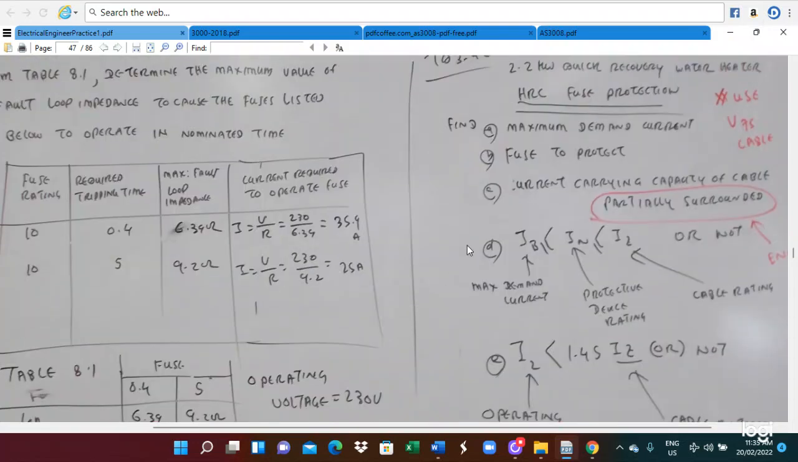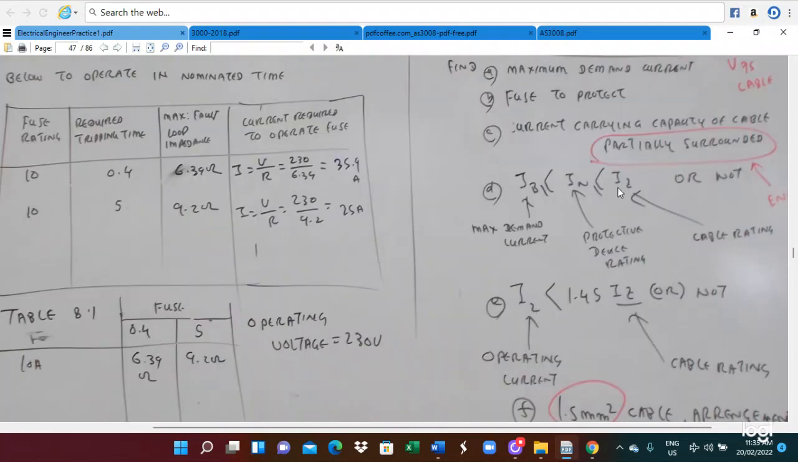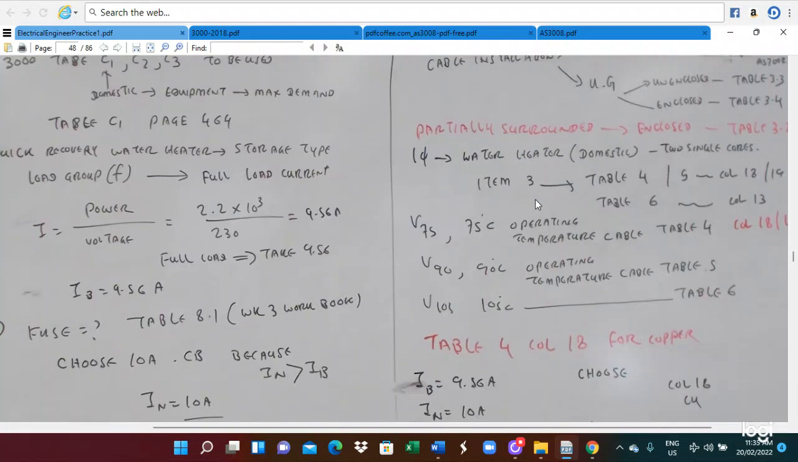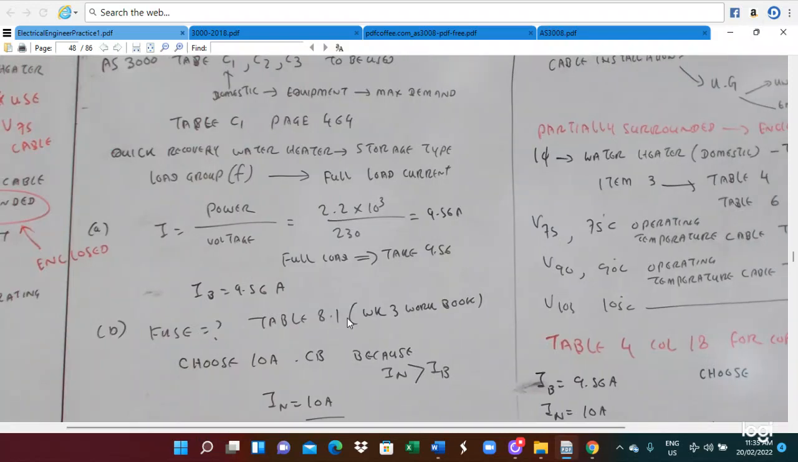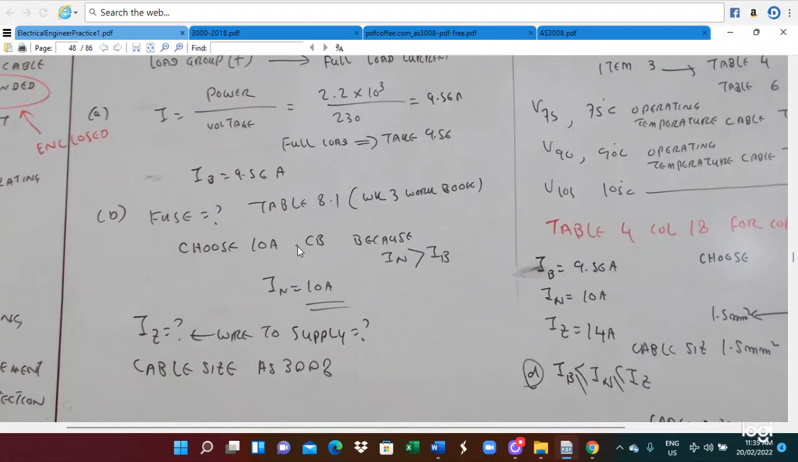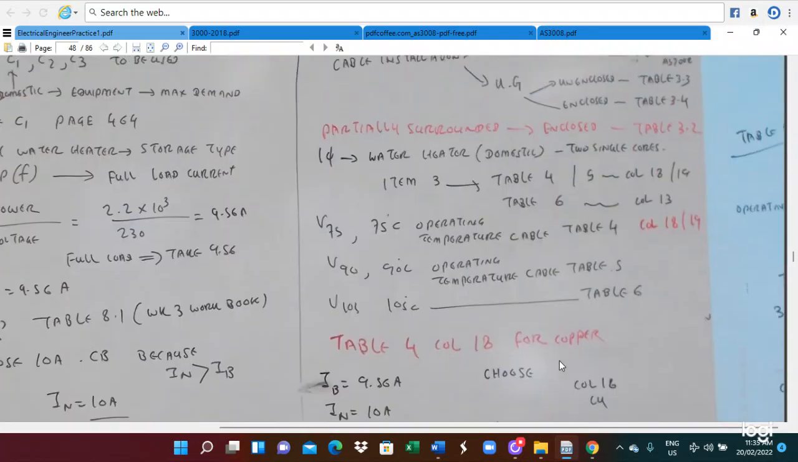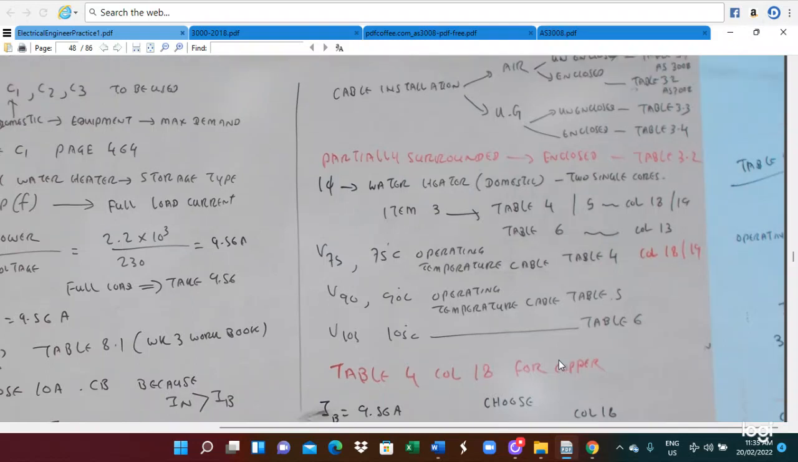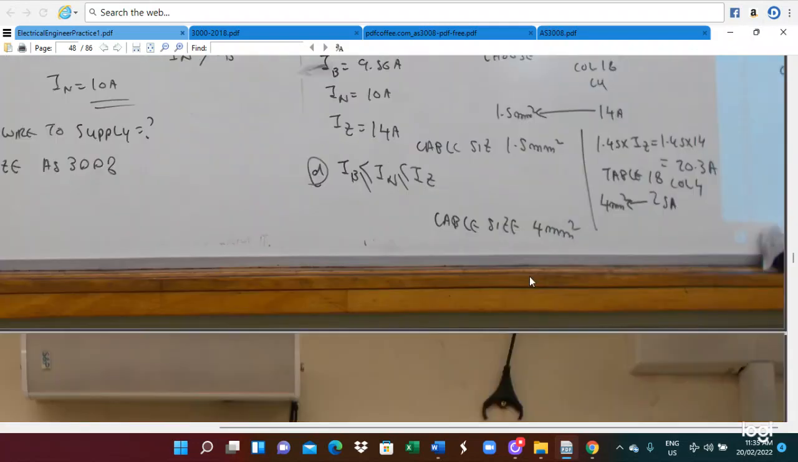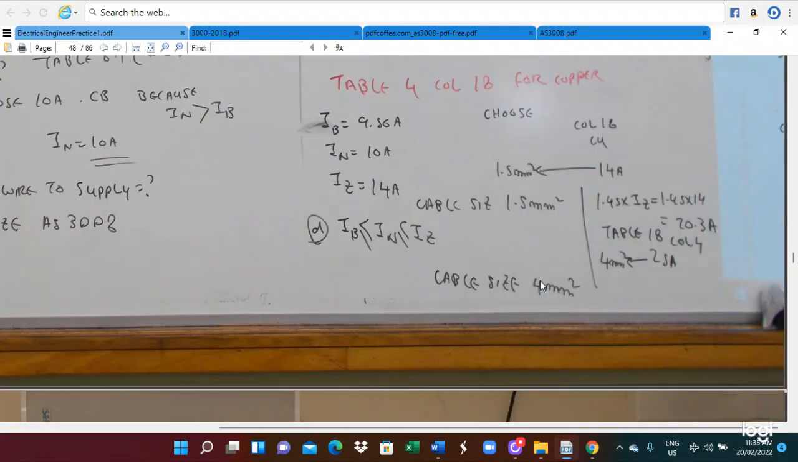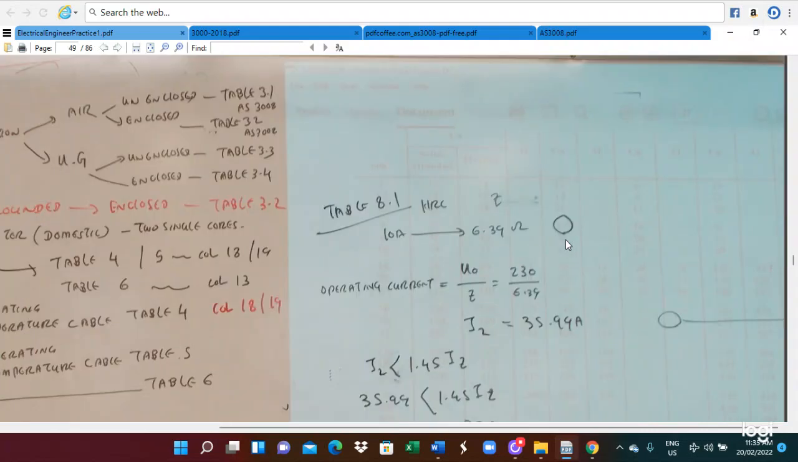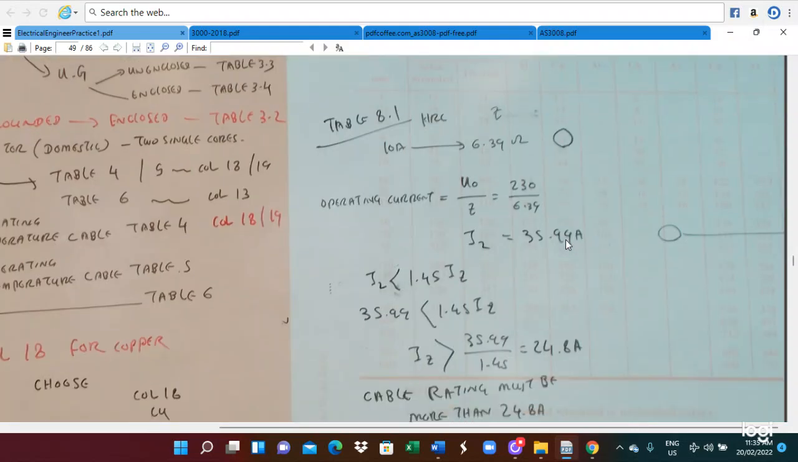So in this case, the two formulas must be agreed with to determine the appropriate protected device rating. I also talk about how to determine the maximum demand current by using Table C1 and the load group, also the fuse size calculation, and the cable selection. For cable selection, I talk about the AS/NZS 3008 Table 1, 3x1, 3x2, 3x3, 3x4, and then we can determine the size of the cable. Although you got the appropriate size of the cable and it agrees with the first formula, IB less than IN less than IZ, it does not agree with the I2 less than 1.45 IZ.